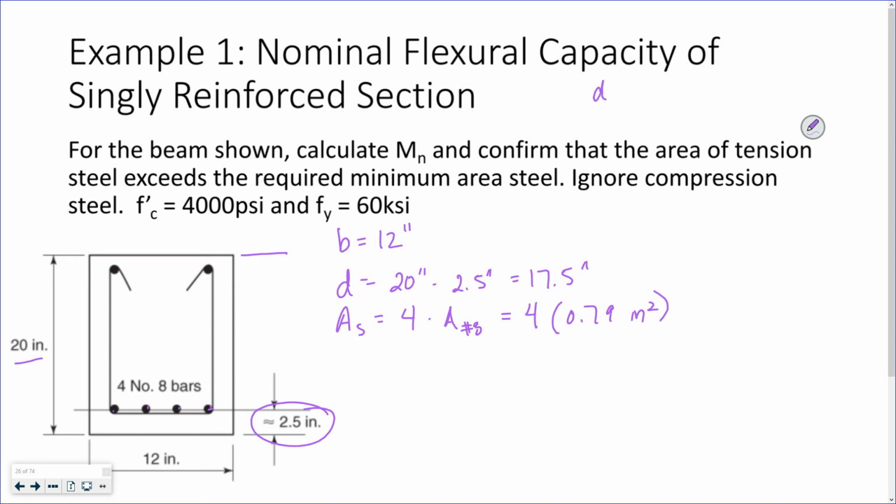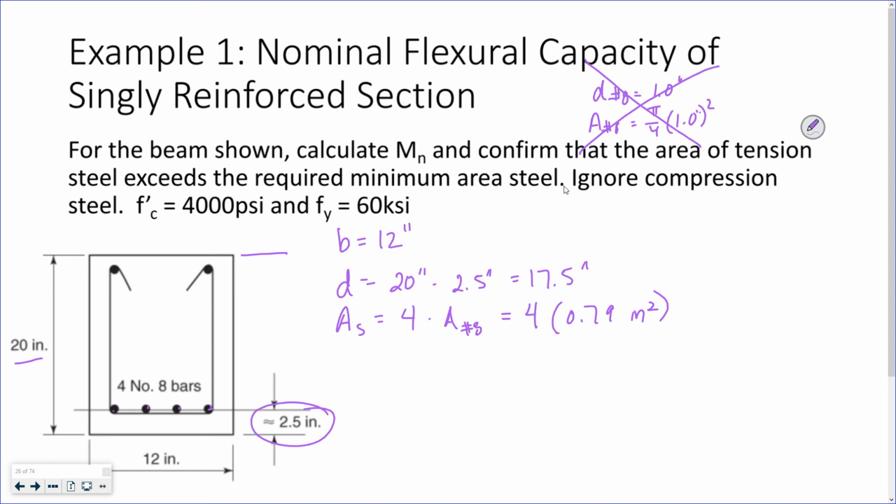Do not do, oh, well, let's see, the diameter of a number 8 is 1 inch, so my area of a number 8 is pi over 4 times 1 inch squared. Do not do that. That is not the right answer. You might think it's the right answer, but it's not. What is that value? Pi over 4, 0.785. It is 0.79, what it says in the manual. Use 0.79. Do not do that.